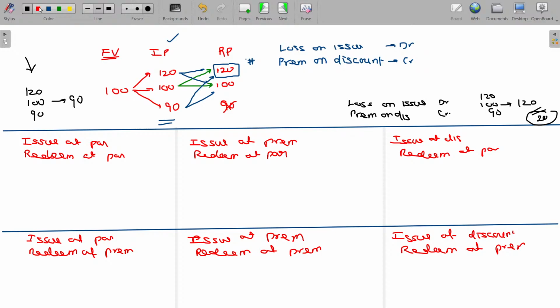Come on, pass the entry here. Issue at par. What is the journal entry? For issue at par, the journal entry is a single entry: bank account debit to debenture account. That's all. Issue at par means 100 rupees, redeem at par 100 rupees. While redeeming, are you paying extra money? No. So there is no loss. Entry is over.